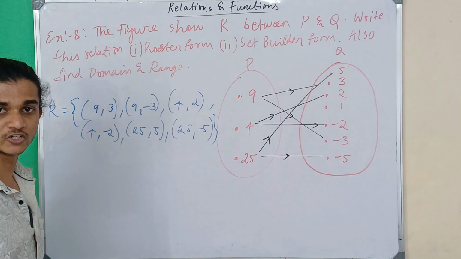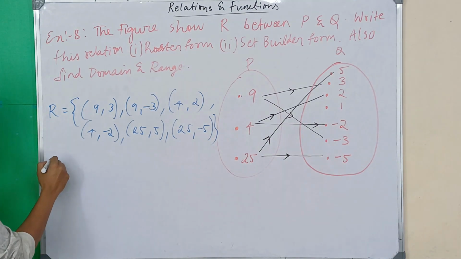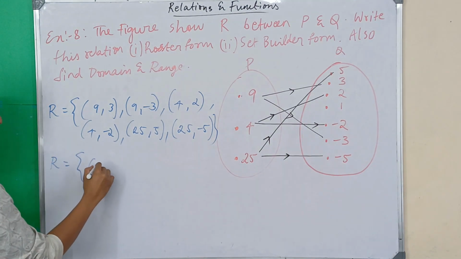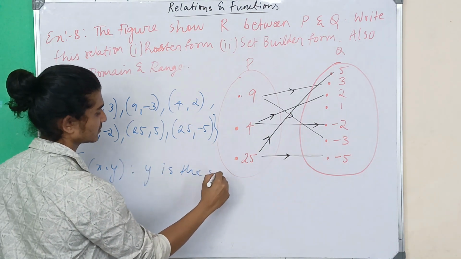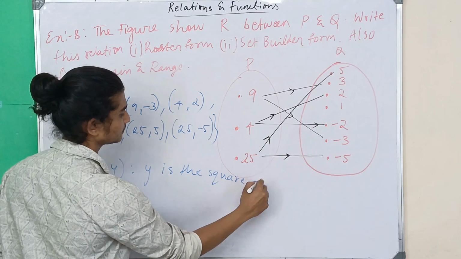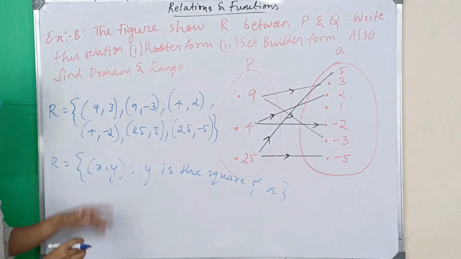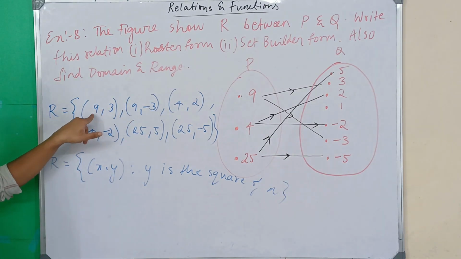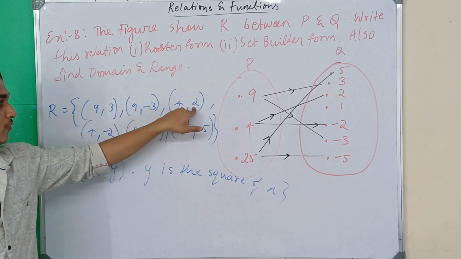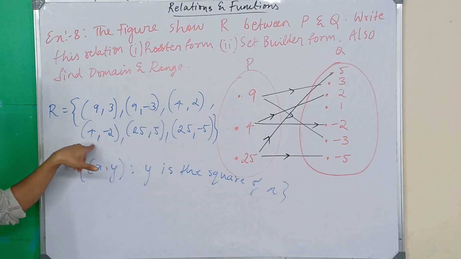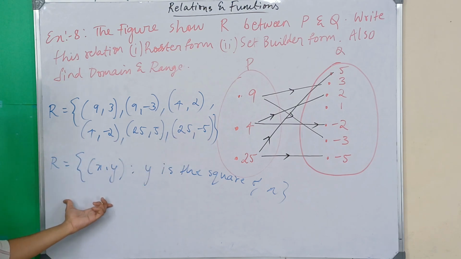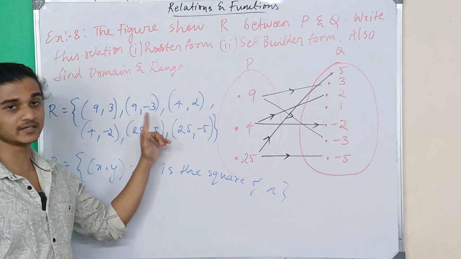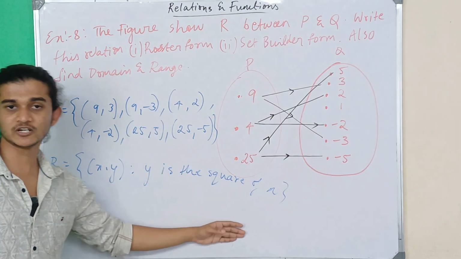If you want to write this relation in set builder form, it's going to appear something like this. R equal to the set of all x comma y such that x is the square of y. If you square y, you're going to get x. So 3 squared is 9, minus 3 squared is 9, 2 squared is 4, minus 2 squared is 4, 5 squared is 25, minus 5 squared is 25. So you can write the relation like this. Just try to observe the pattern between the numbers and establish a relationship like that.